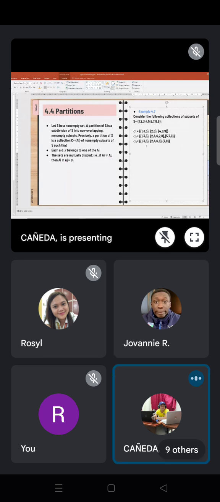For C3, the A1 we have 1, 3, 5. For A2, we have 2, 4, 6, 8. And A3, 7 and 9. So the union is equal to A, and it is mutually disjoint. So therefore, C3 is considered as the partition of the given S. Okay.